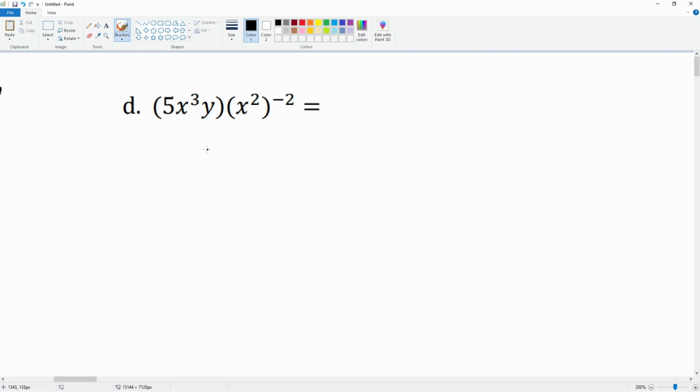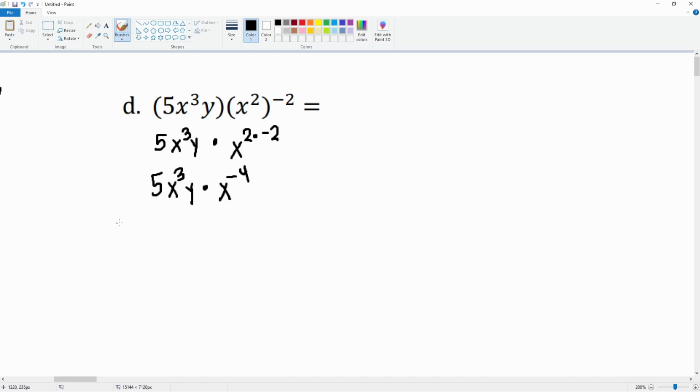Next, this looks very complicated, so let's deal with that negative exponent first. So this is really 5 x to the 3rd y times, let's deal with this. Because it is a power raised to a power, we want to multiply it in, okay? We just still want to do that: 2 times negative 2. So nothing happens here to that term. Then we have x to the negative 4th power.